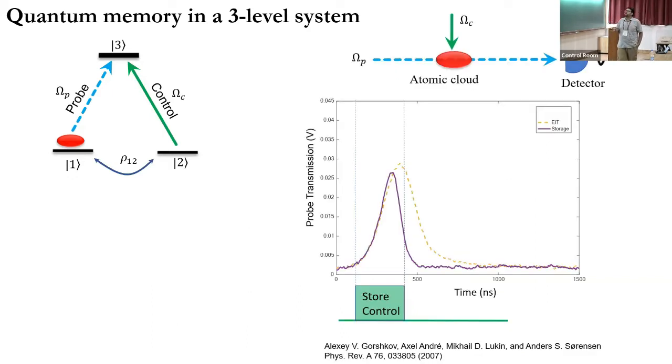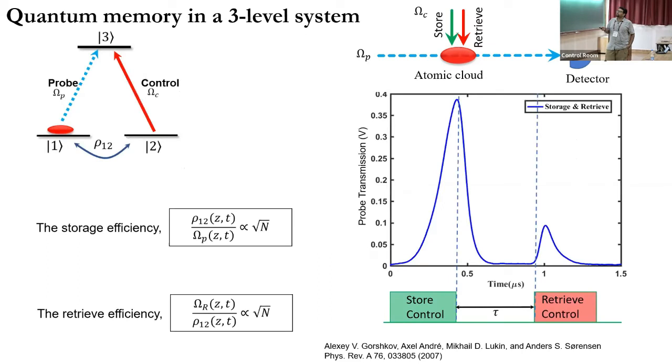Now if we turn off the control field adiabatically, just in the middle of this probe field, part of the probe field will get absorbed in the atomic system as a dark state polariton, as a spin excitation. After some time, if we again turn on this control field, we can convert this spin excitation back into an optical field. So this can be used as a quantum memory. This is storage and retrieval of light in an atomic medium. The storage efficiency and retrieval efficiency are both proportional to the square root of n, where n is the number of atoms here.